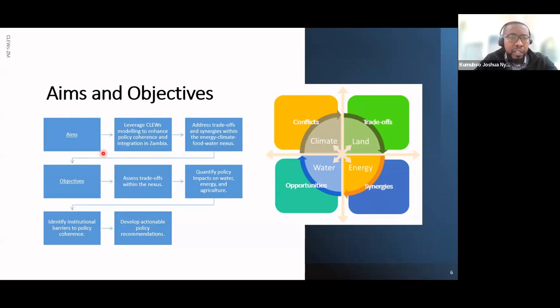Then we've got some objectives, which are pretty much to assess trade-offs within the nexus, quantify policy impacts on water, energy, and agriculture, then try by all means to see if we can identify institutional barriers to policy coherence. Thereafter, whilst being inclusive, develop actionable policy recommendations.